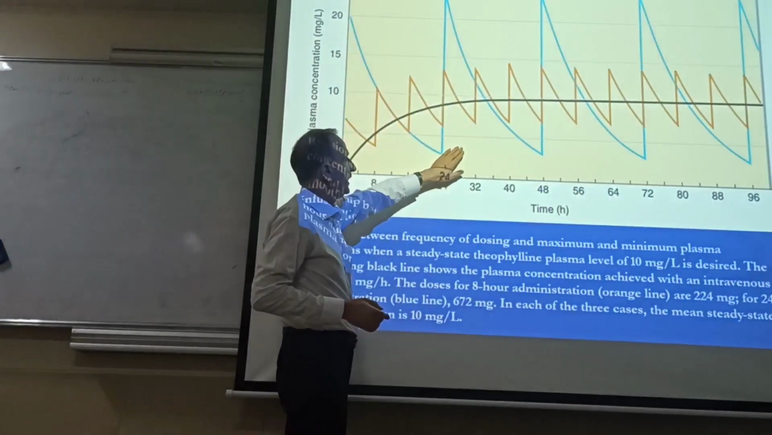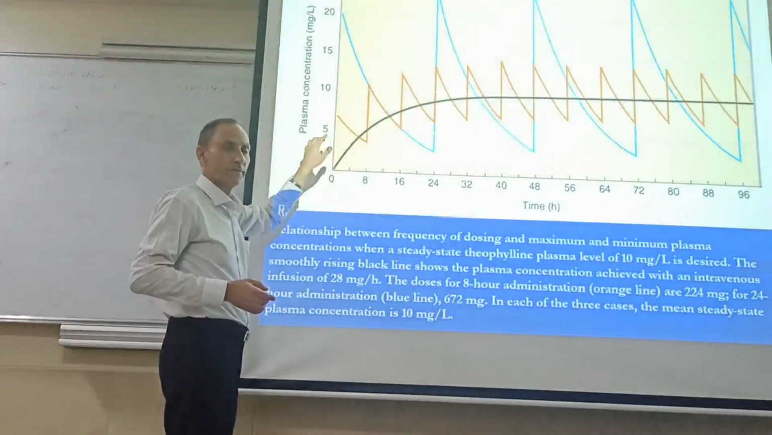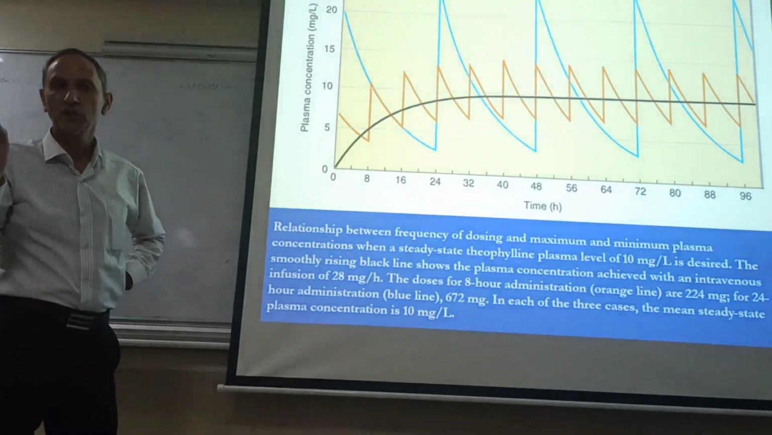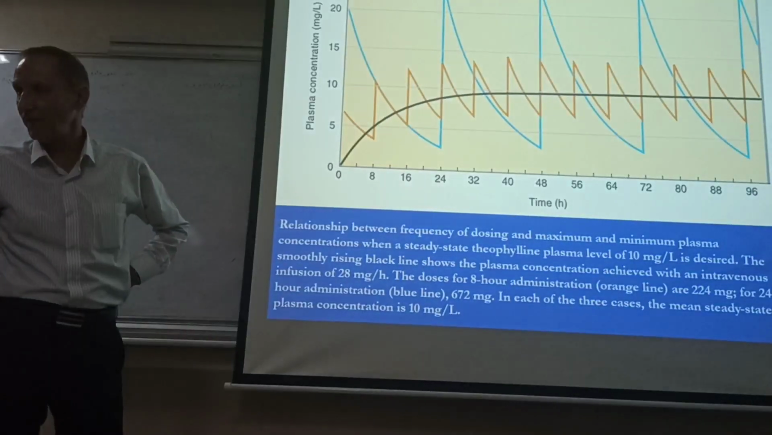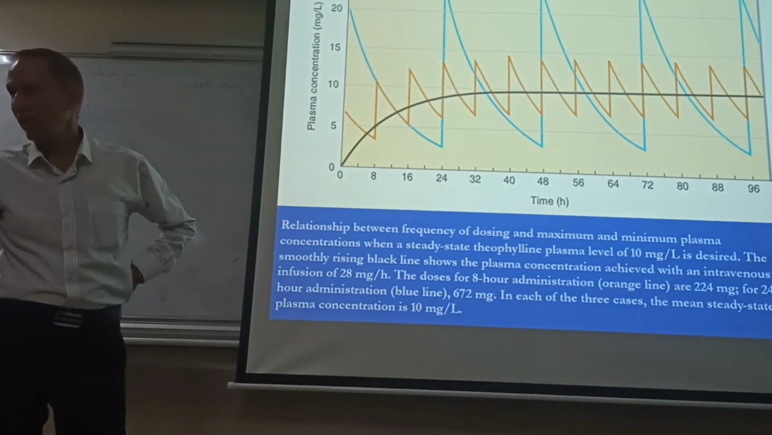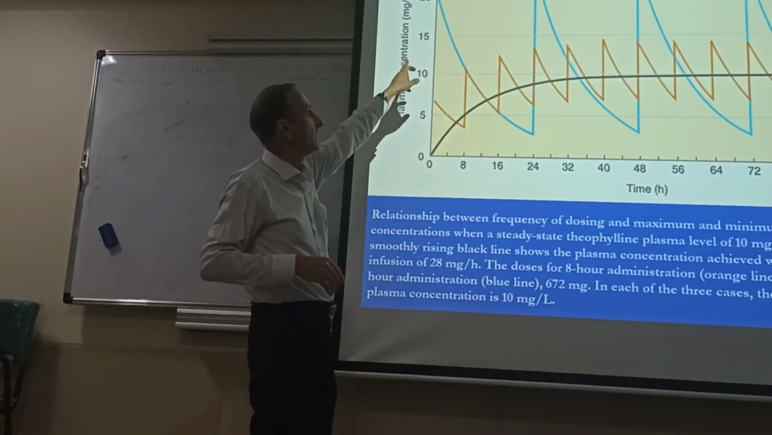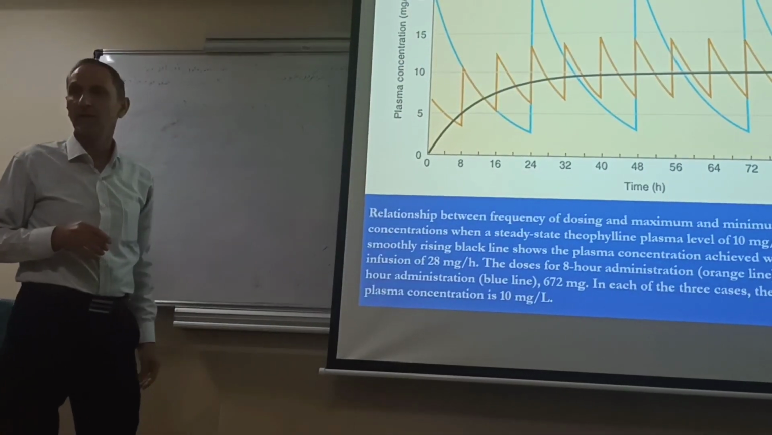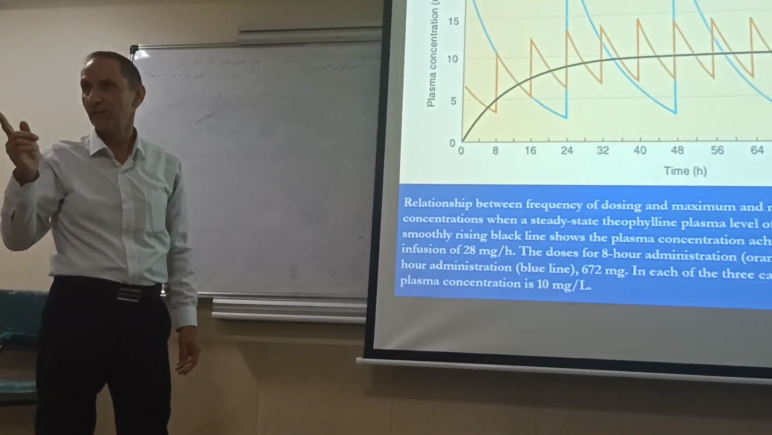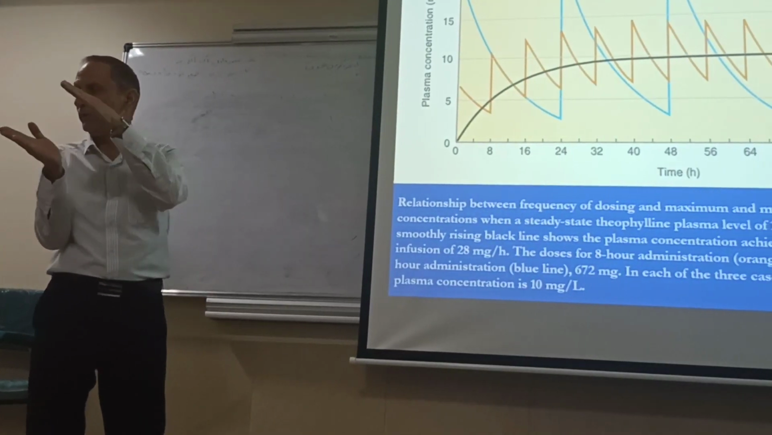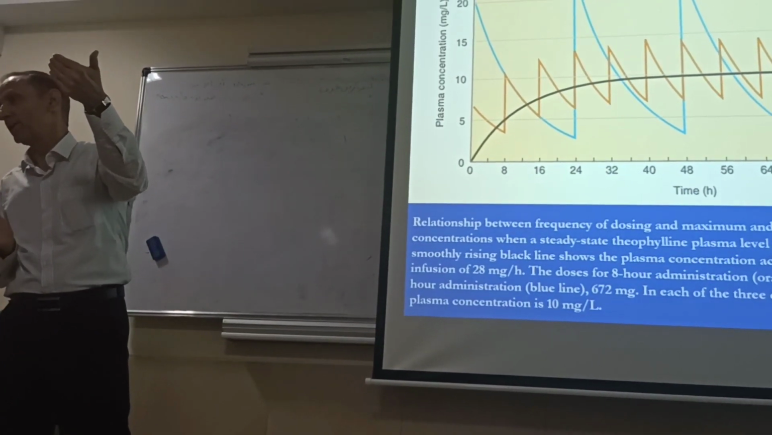If the concentration is here, less than 5, we say that it's subtherapeutic concentration, and we have not reached the therapeutic level. And if the concentration is greater than 15, we say it's toxic concentration. Therapeutic window is between subtherapeutic and toxic.